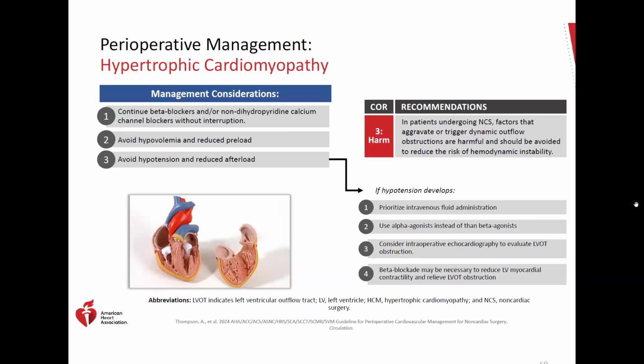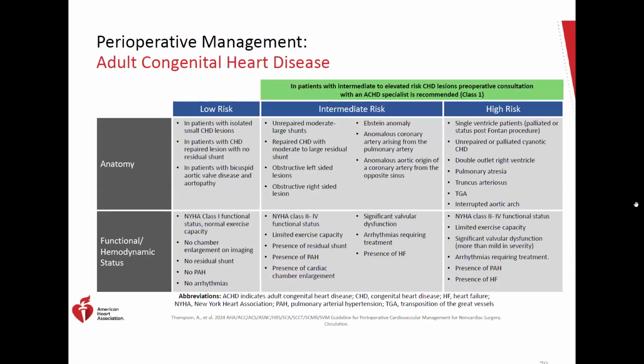Hypertrophic cardiomyopathy talks about maintaining euvolemia and using alpha agonists, and these patients do well if you know how to manage them. This is that congenital heart, like low, intermediate, high risk, so you can move through that and say who is in the risk modifier category and who isn't.